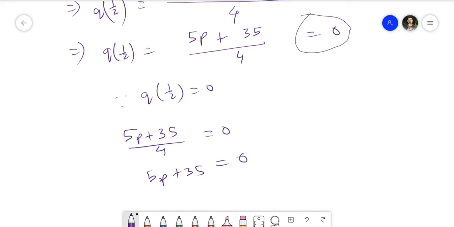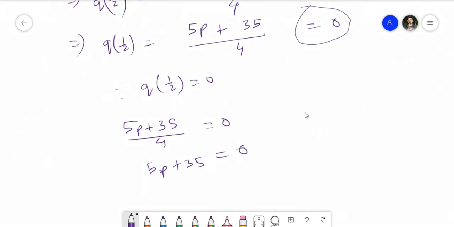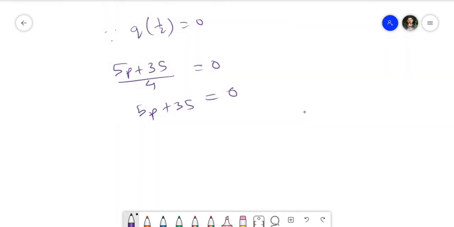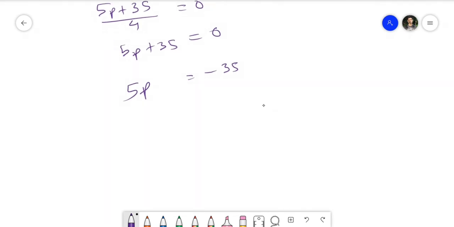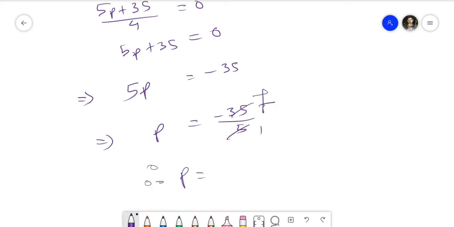Okay, you got 0. So remember, we need to find the value of p, nothing else. 35 will go this side, minus 35, and 5 will come downside. Let me write one more line so that you can understand it properly. p, and this 5 will go to downside, and you can see 5 1s are 5 and 5 7s are 35. So you can get, therefore p is equal to minus 7.